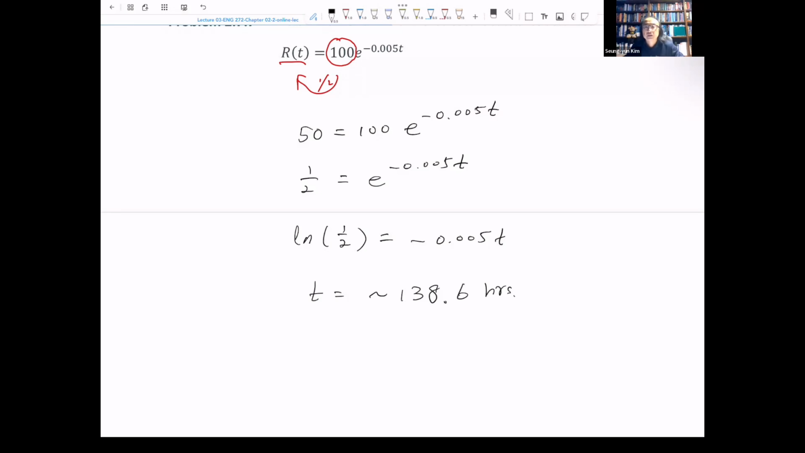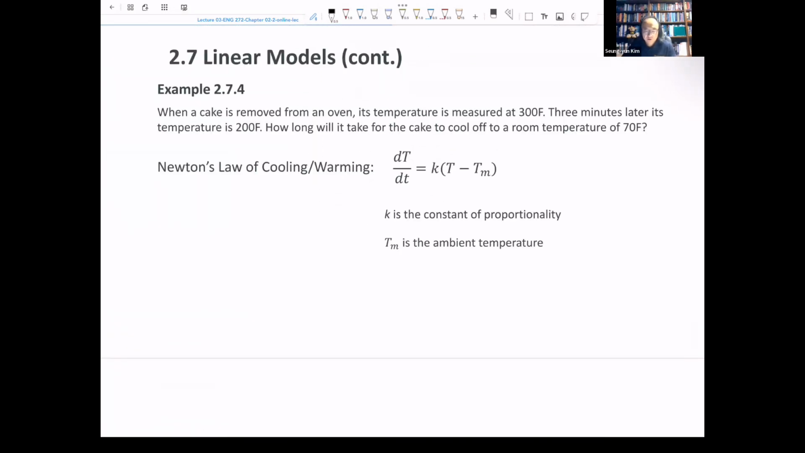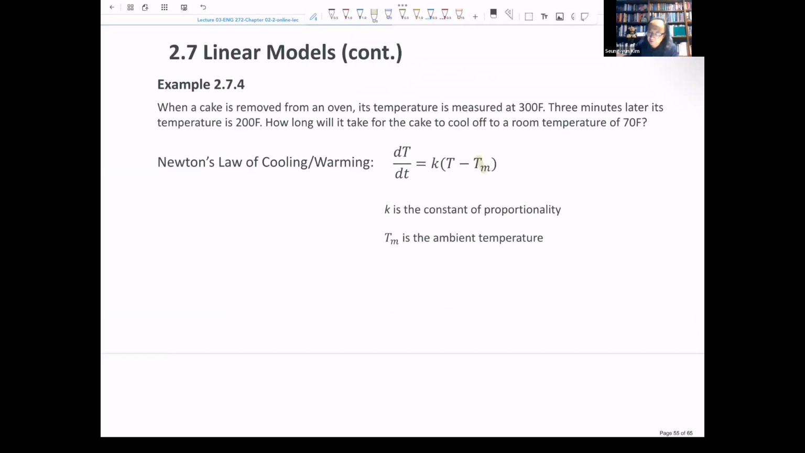Any questions? Okay. The next one is Newton's law of cooling or warming. It can be modeled as dT over dt equals k times T minus Tm. This is the only difference, Tm, which is the ambient temperature. So in the description of the problem, you're going to have an initial temperature. It could go up later, it could go down later, depends on the problem, but you'll get the initial temperature. So we need to have that initial temperature.